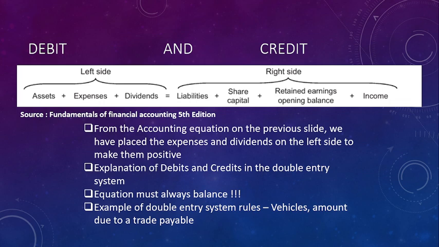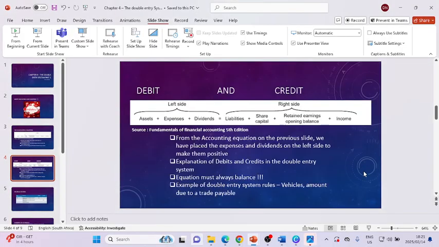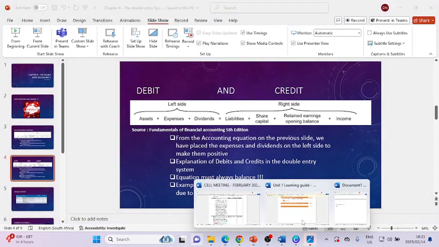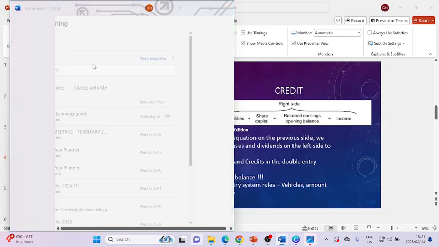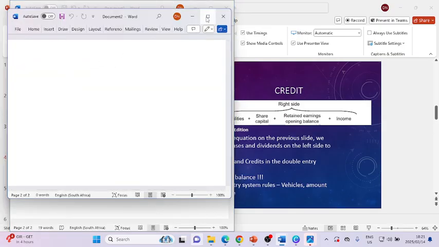Same with a trade payable. When we bought something like inventories on credit, right? It would mean that we are implicating two types of things. Let me get out of this and type something out on Word just so that you guys can see.